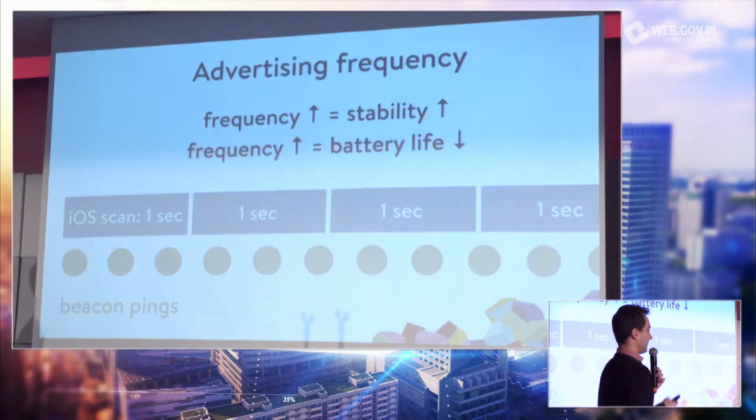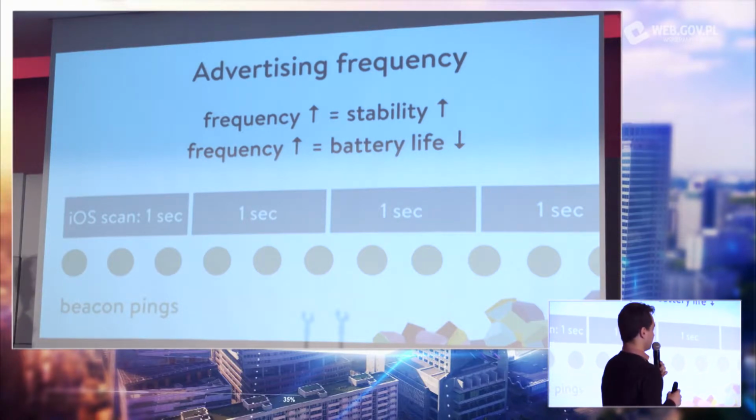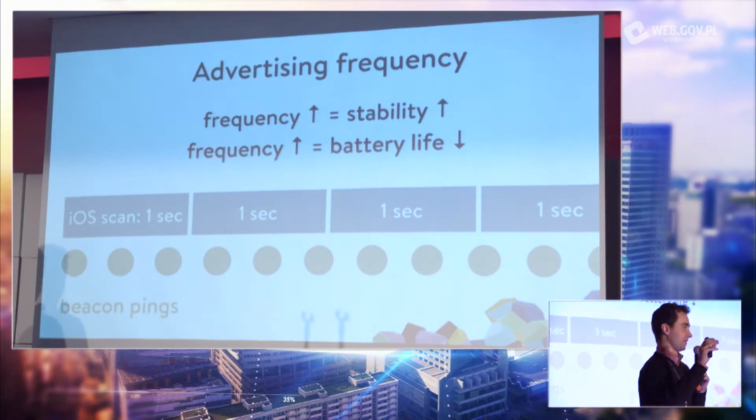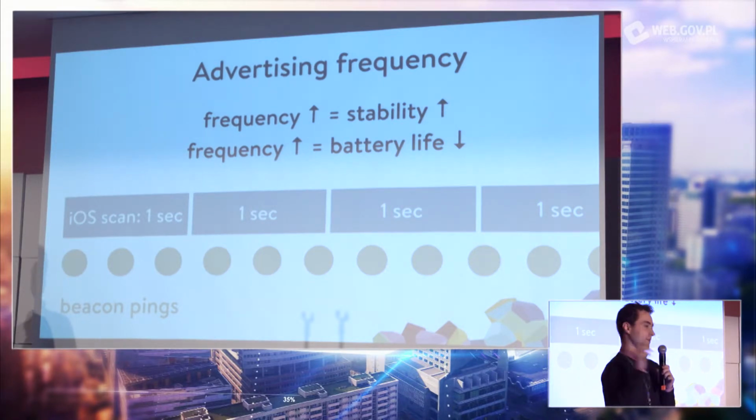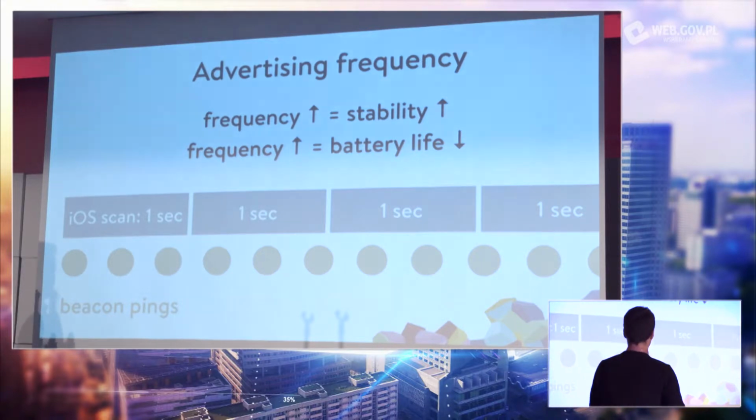And really, there are two major parameters to set up on your beacons. One is advertising frequency, right? This is, hey, I'm beacon number 7. Hey, I'm beacon number 7, over and over. And why is that important?